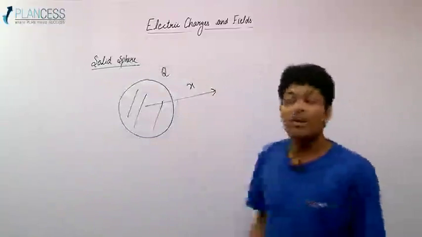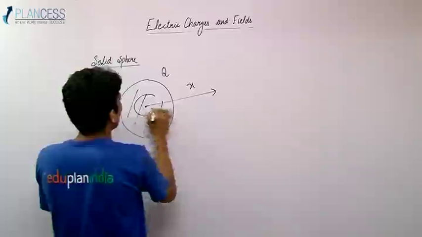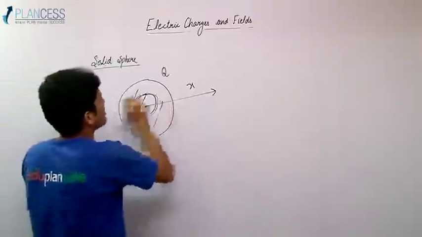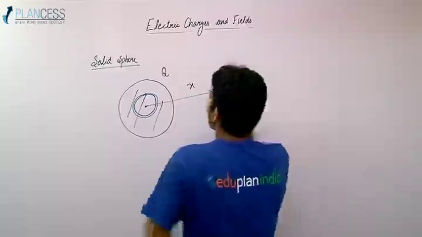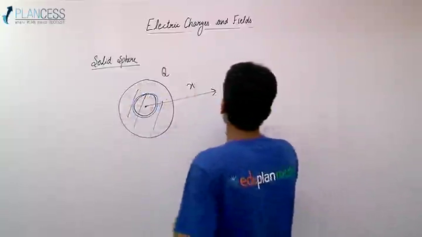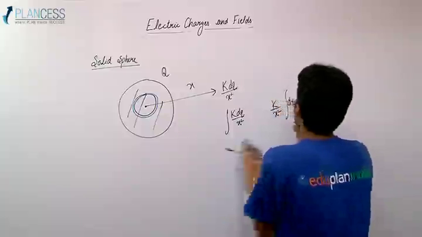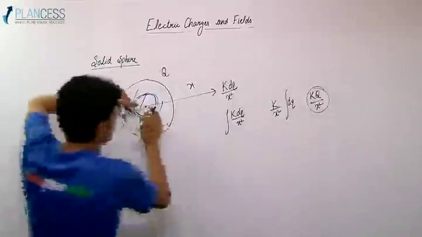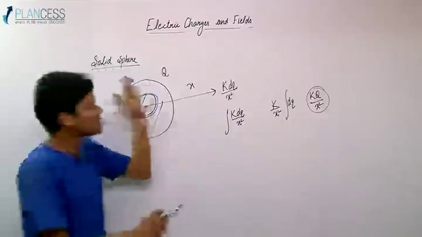For calculating the electric field at a distance x, I'll consider various hollow spheres inside this solid sphere. If I consider any hollow sphere inside this solid sphere, the formula would be k dq upon x square for every hollow sphere which lies inside the solid sphere. If I want to integrate this, k upon x square would come out because it is independent of dq, and the integral of dq can be written as kq upon x square, because the sum of all the charges of these shells has to be equal to the total charge q.